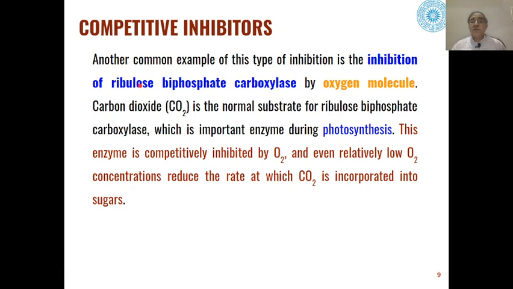Then another example of competitive inhibition which is reversible in nature is the inhibition of ribulose bisphosphate carboxylase enzyme, and this inhibition is done by the oxygen molecule. This ribulose bisphosphate carboxylase enzyme is very useful during photosynthesis, and the normal substrate for this enzyme is carbon dioxide, and even a small concentration of oxygen can inhibit the activity of this enzyme, because oxygen becomes a competitor to the substrate. Substrate is carbon dioxide. So oxygen is incorporated in the active site of this enzyme instead of carbon dioxide, and that is why there is an inhibition in the activity of this enzyme.